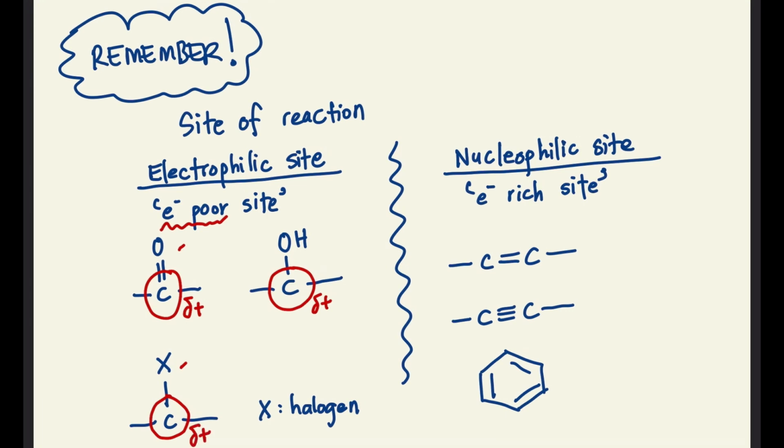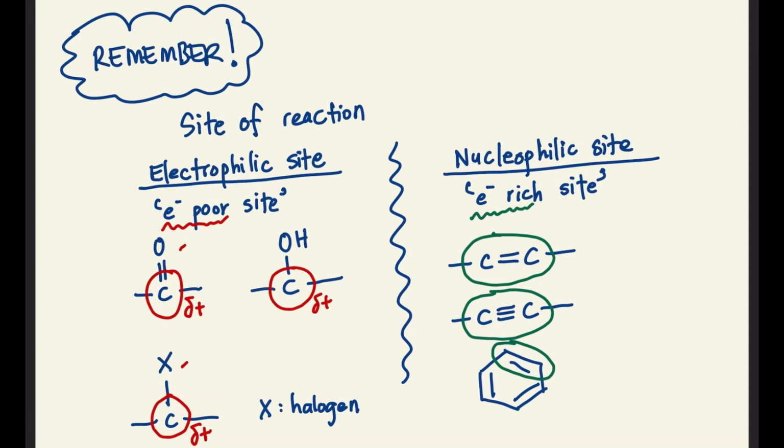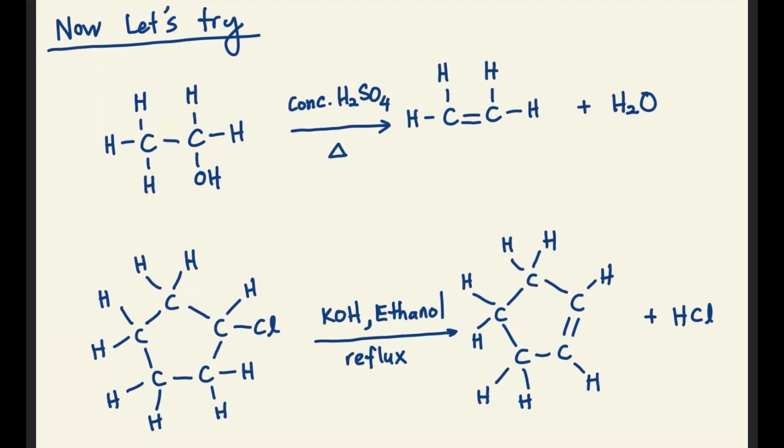For nucleophilic site, it is an electron-rich site, where the carbon atoms are of the same electronegativity, making the sharing of electrons equal. Therefore, carbon-carbon double bond is an electron-rich site, as well as carbon-carbon triple bond and carbon-carbon double bond in the benzene ring. Please be reminded that this is very useful in order to decide the name for the type of reaction later.